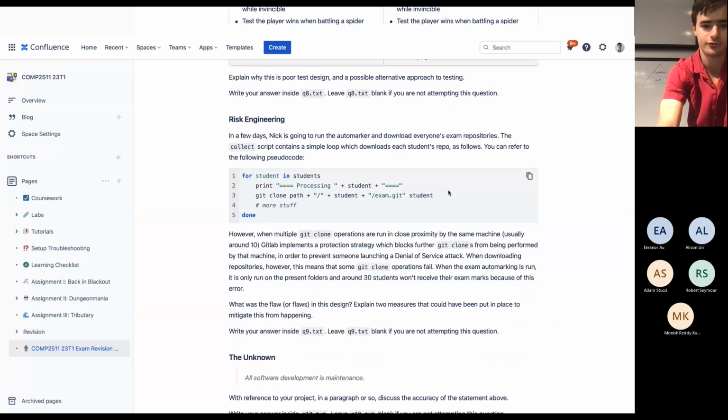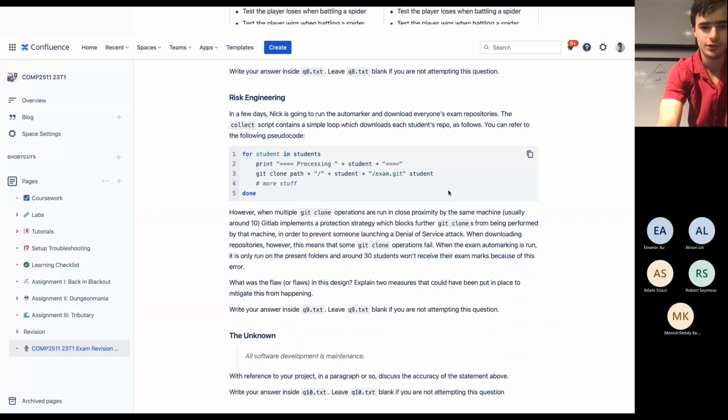Okay. Oh, this is a question about me. In a few days, we run the auto marker and download everyone's exam repos. Again, this is another question which is not like a formula or something that is written in the lecture slides. It's just, can you think about this and give a coherent answer? I think most people who did this question did it well, but it's not immediately something where you're like, oh, here's this thing that I've been studying for the last few days.